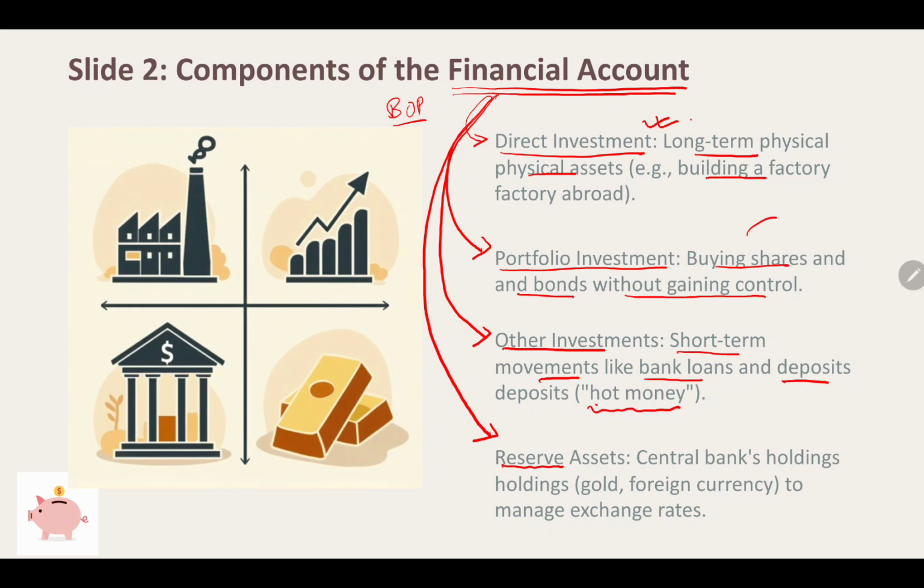Reserve assets, the fourth component: the central bank's holdings like gold and foreign currency to manage the exchange rate. Reserve assets means foreign reserves, which a central bank keeps in the economy to maintain the exchange rate. These are the components of the financial account: direct investment, portfolio investment, other investment, and reserve assets. If money is coming into the financial account, it is a credit entry. If money is going out from the economy, it is a debit entry.